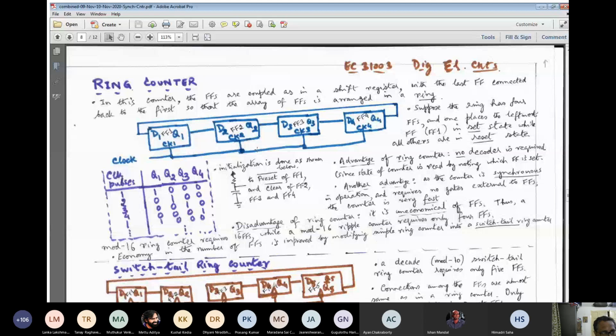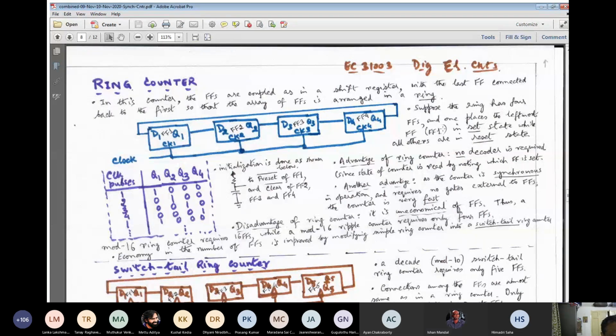The disadvantage is that if you extend this principle to get a modulo 16 counter, you require no less than 16 flip-flops. So it is very uneconomical in flip-flops. Thus, a modulo 16 ring counter will require 16 flip-flops, while a modulo 16 ripple counter will require only 4 flip-flops. Right? So economy in the number of flip-flops we can improve. How? The next counter we are studying, that is by going for a switch tail ring counter.